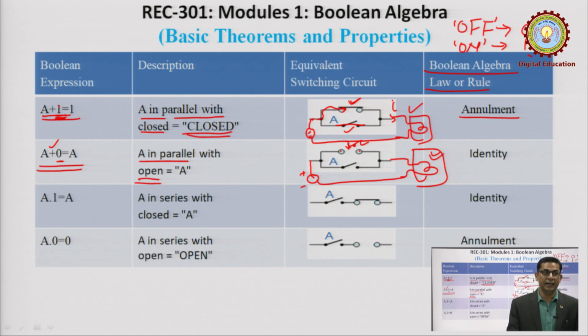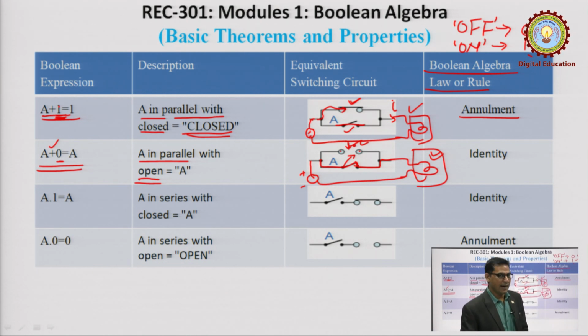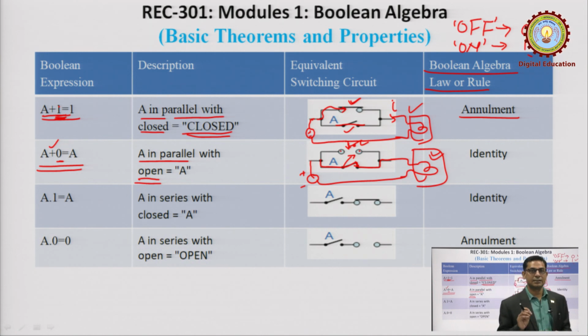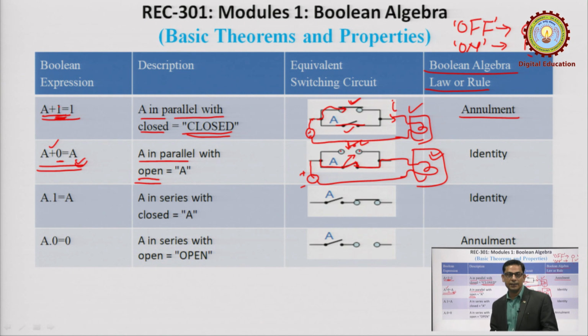Okay. If the switch A is on, it means this switch is closed. So, if this switch is closed, the current will go from here and this appliance will be on. And if this switch is off, it means no current will flow, and the appliance will remain in the off state. So, the actual significance of A plus 0 is that the appliance state depends on the state of switch A. That is why A plus 0 is equal to A, because A represents the state of the appliance connected to the switch. Okay.